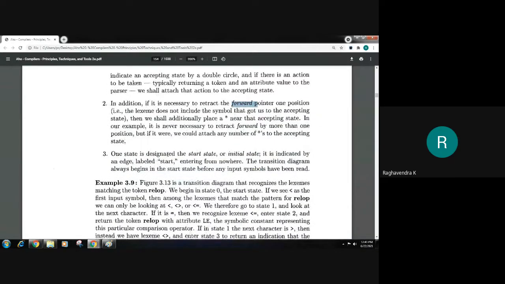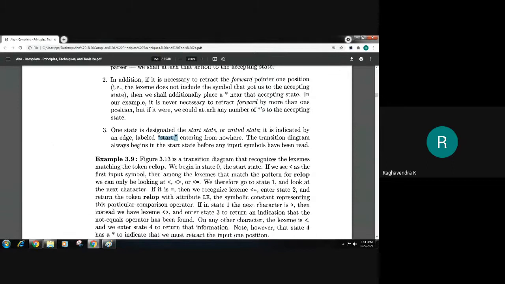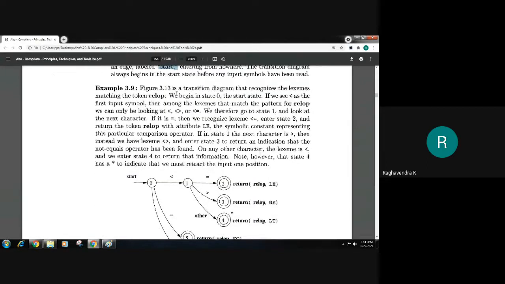Third case, one state is designated as the start state or the initial state. It is indicated with start, and the transition diagram begins with the start state. Now let us look into an example. We have written an example for the relational operator, the transition diagram for recognizing the relational operator.